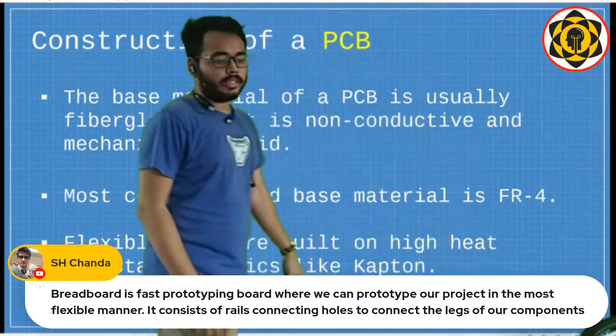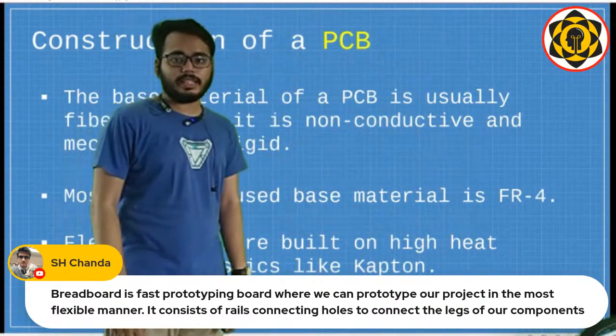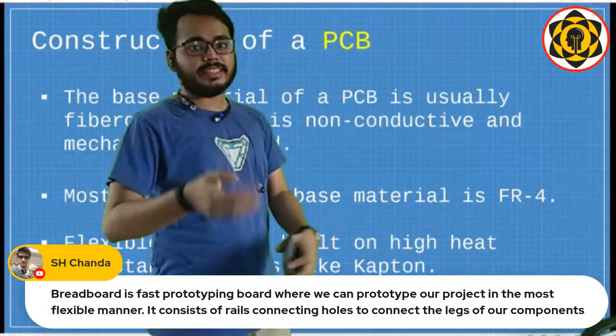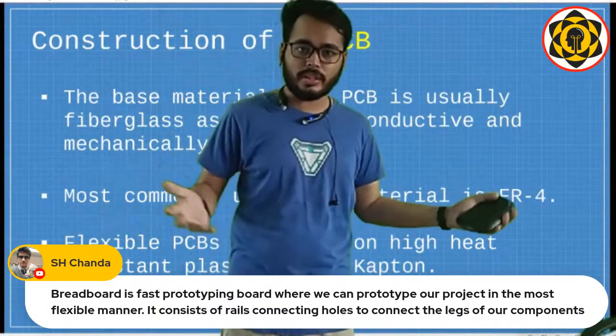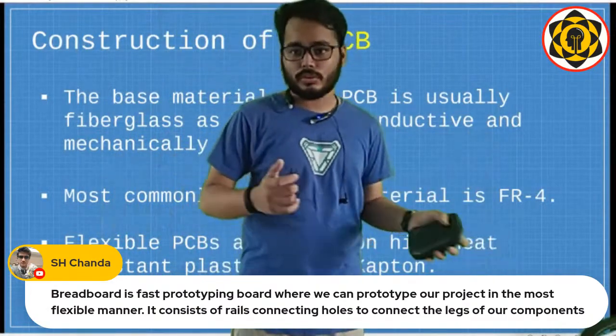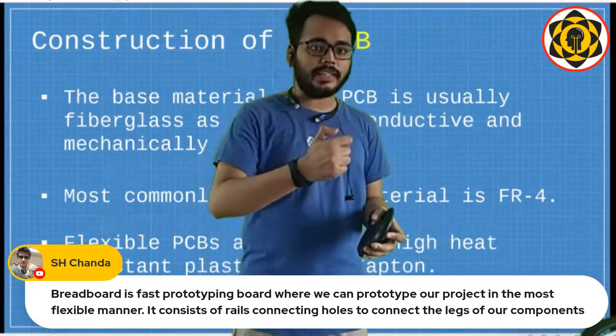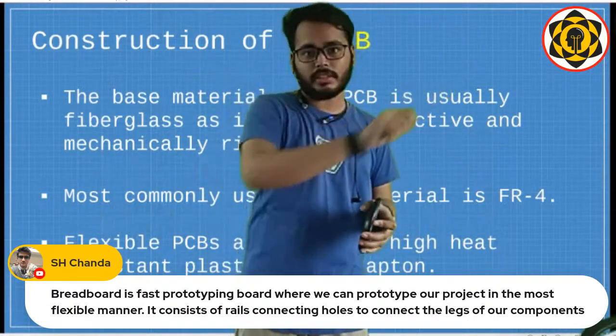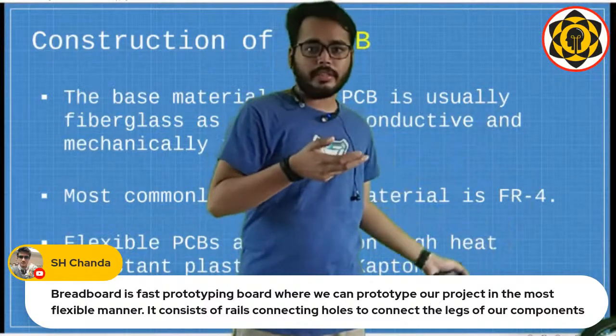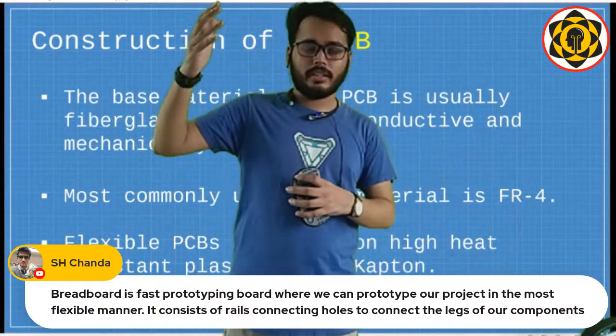And then there is Kapton. Kapton is basically a heat resistant plastic, so it does not react to heat as normal plastics do. For example, if you touch a lighter or a soldering iron to a plastic, it will melt, right? So Kapton has a very high melting point.